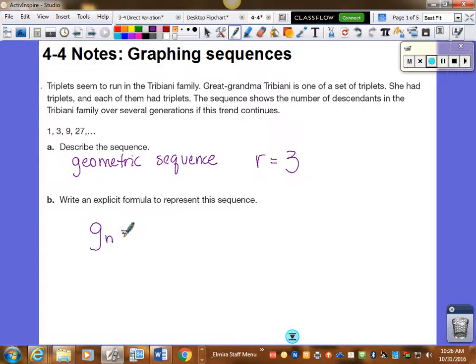equals our first term times our r to the n minus 1 power.